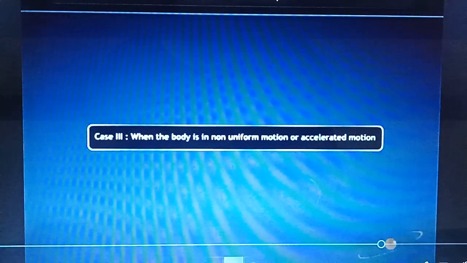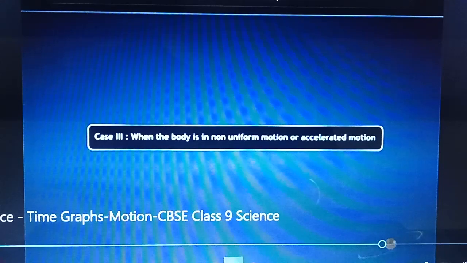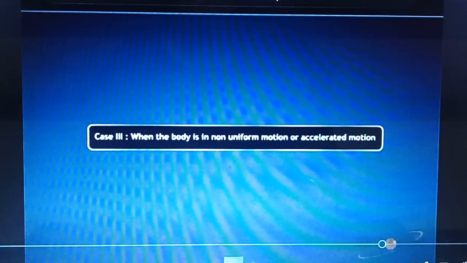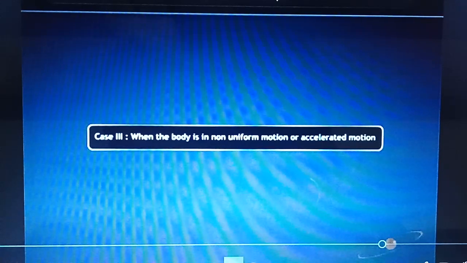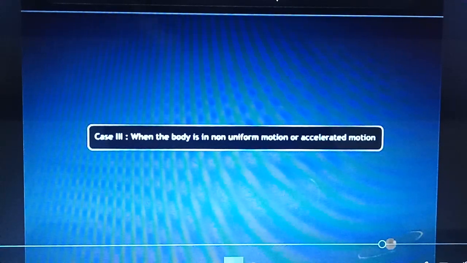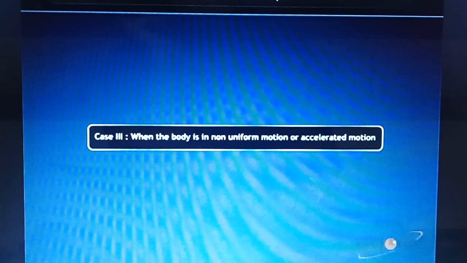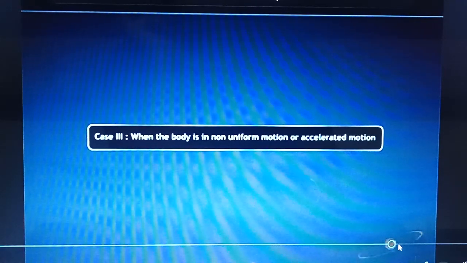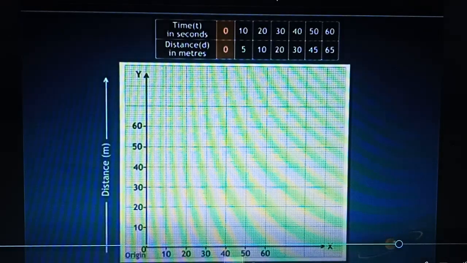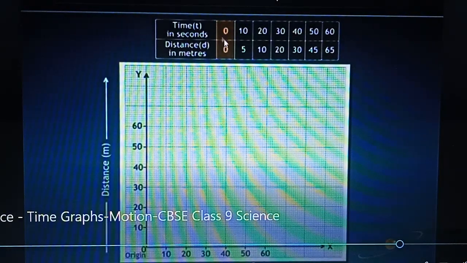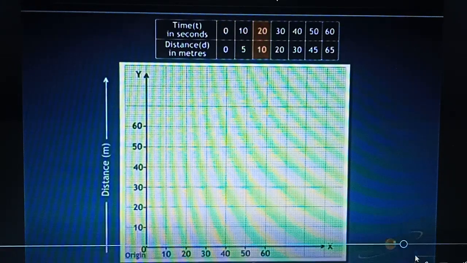Now we are going to discuss the third case, when the body is in non-uniform motion or accelerated motion. The first was uniform motion, the second was for the stationary case, and the third is for the non-uniform case. Now again we are having a table. The table is giving us the information of time and distance. Now again, unlike the previous two cases, we will be plotting these points on the graph once again. So look at the points which we are getting on the graph.